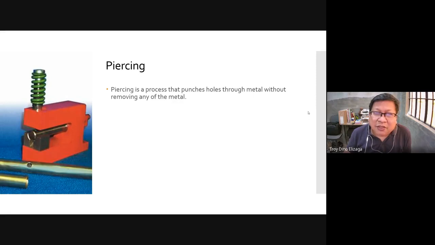In piercing, we also put holes, but we do not do it like mass production, like in perforation. In a whole sheet, maybe we only pierce a few parts. Piercing makes use of a pointed tool to pierce the metal. So it does not make use of a mold or a cylindrical extrusion device.